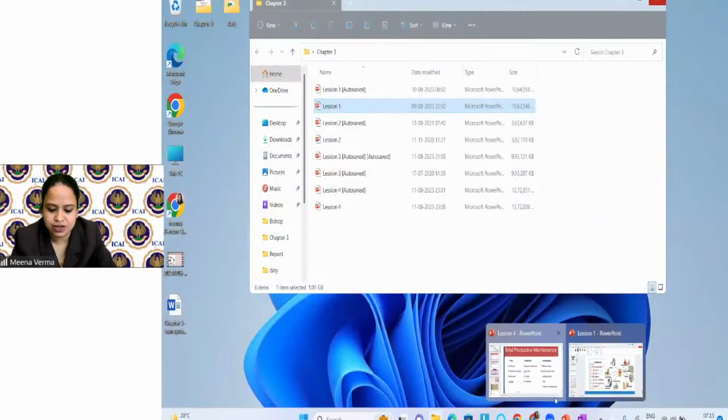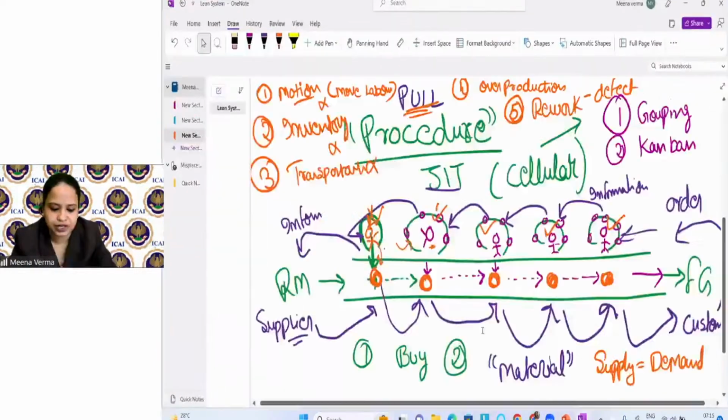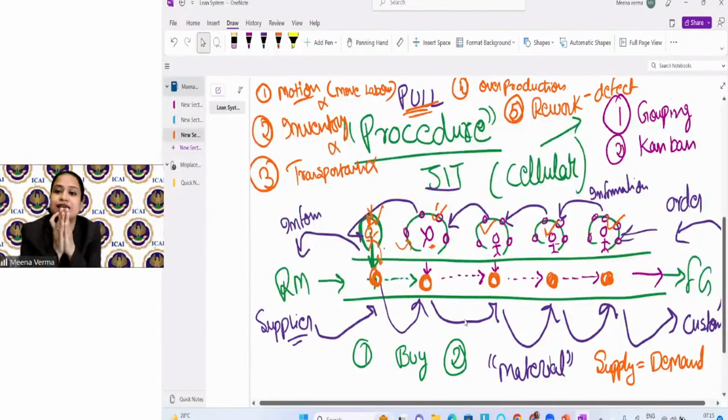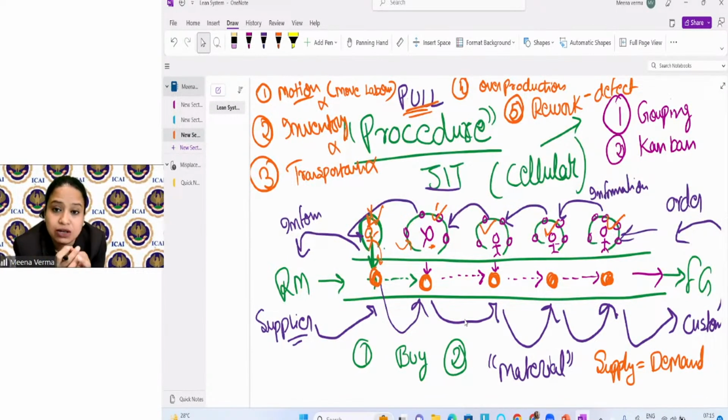So waiting time is avoided here. How are we avoiding the waiting time? Because we are producing the goods one by one, right? One by one means cellular manufacturing. So in a cell, we are producing the goods. We are not producing the goods in batches. So since we are producing the goods one by one, what will happen?